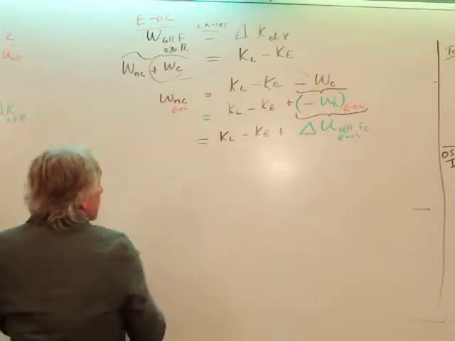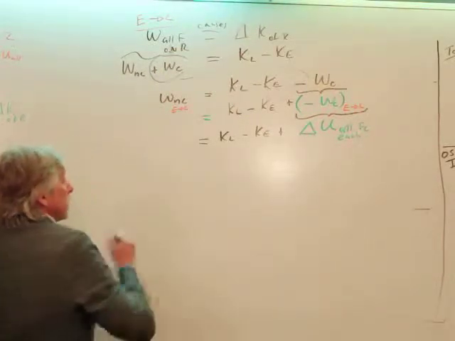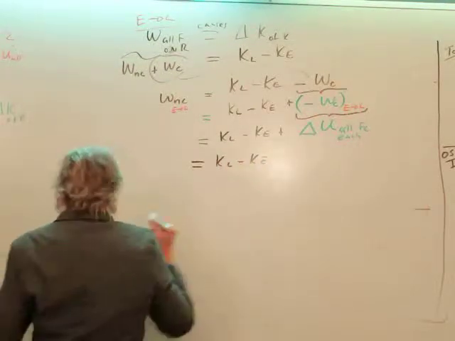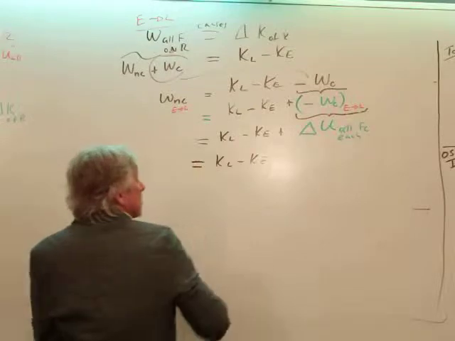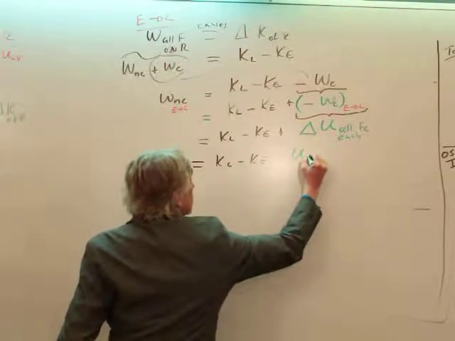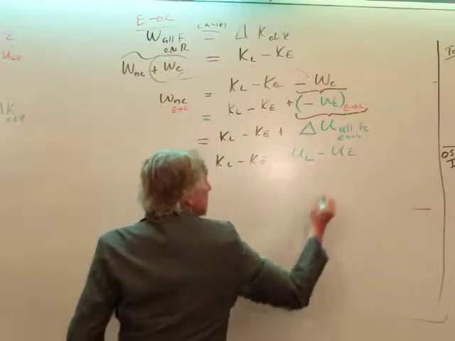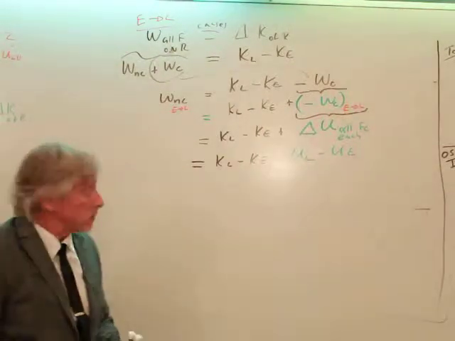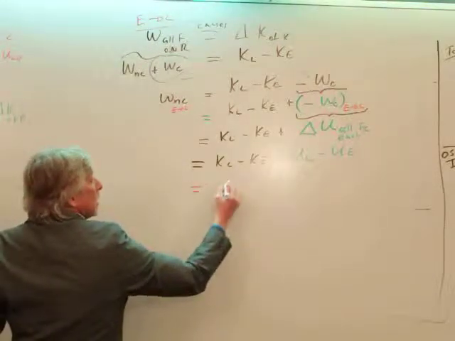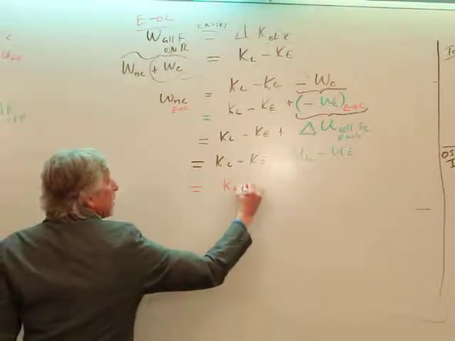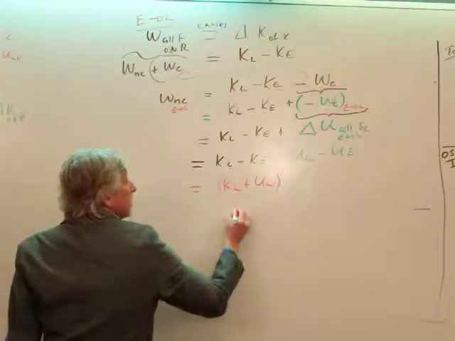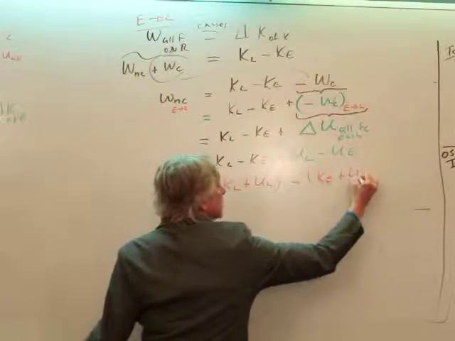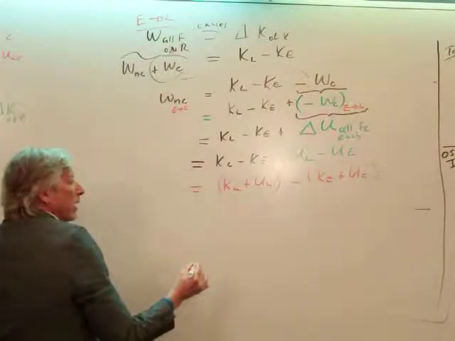Okay, cool. So let me rearrange that. Just juggling, right? KL minus KE plus, well, what's the change of potential energy? Well, UL minus UE. Hey, I got an idea. Let's do this, and let's do it in red because it's kind of cool. I'm going to just look at KL plus UL minus KE plus UE.